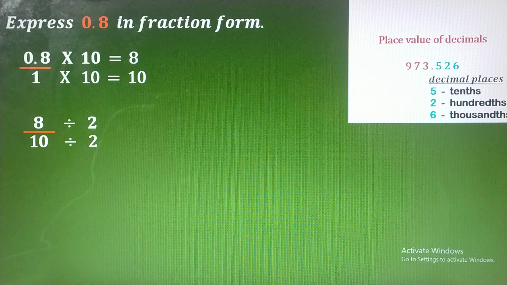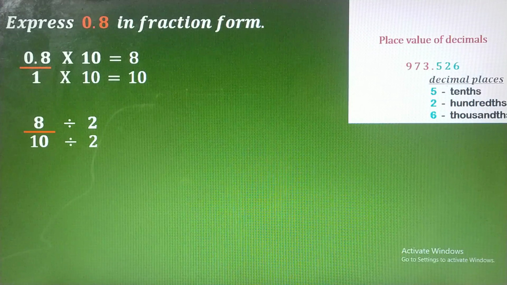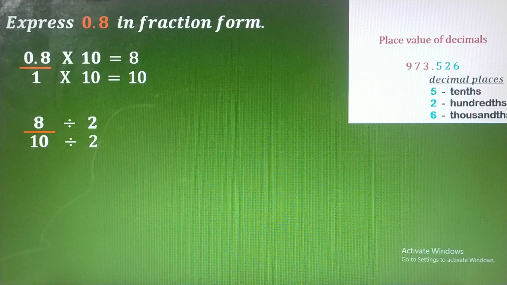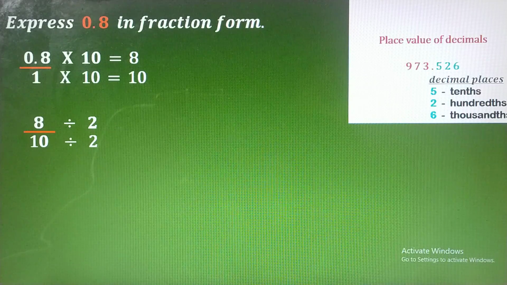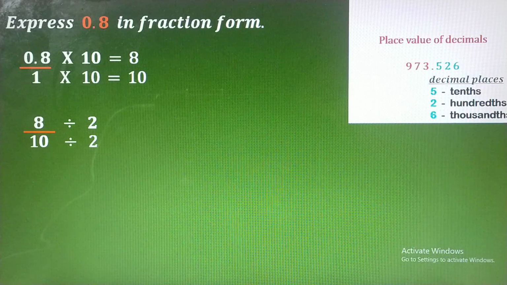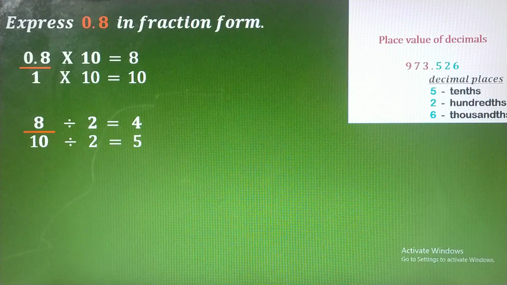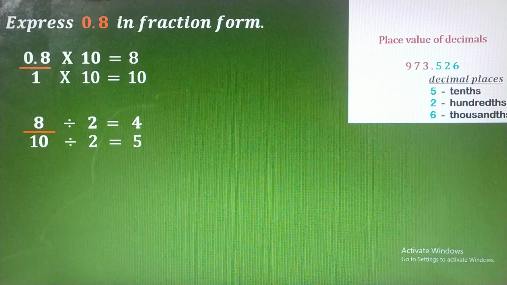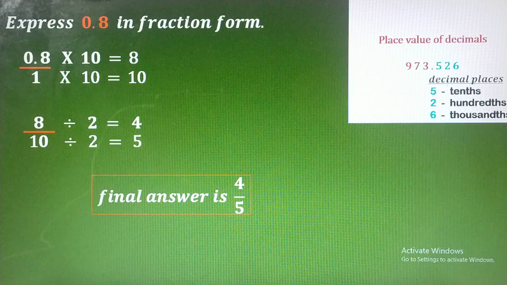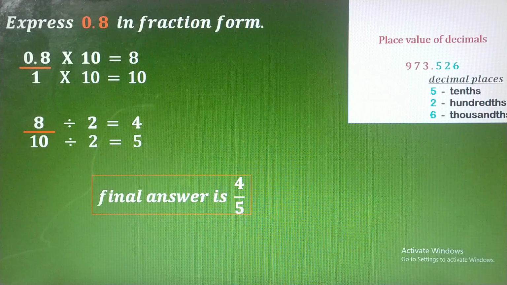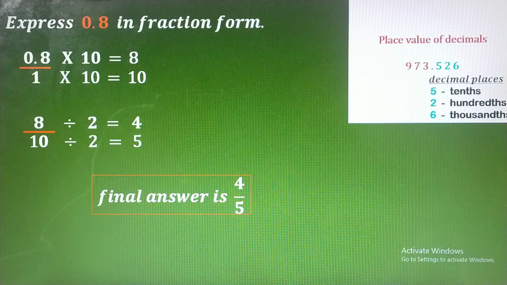If we're going to divide by 2, so 8 divided by 2 and 10 divided by 2. Kailangan po palaging pareho yung number. Sa paggawa ng lowest term, dapat po pareho yung number na i-divide sa ating result. So it will become 4 and 5. 8 divided by 2 is equal to 4 and 10 divided by 2 is equal to 5. So, our final answer is 4 over 5. Okay, so from 0.8, that is equal to 4 over 5.